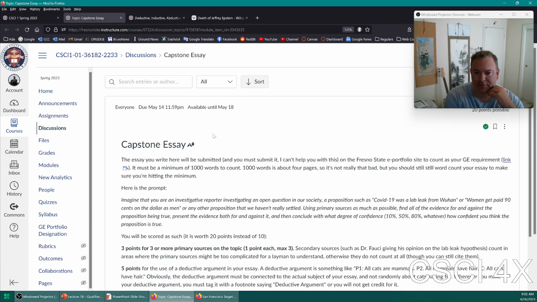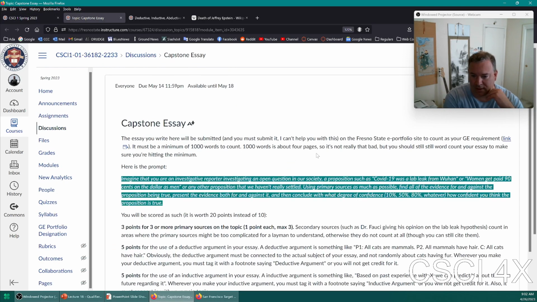So the capstone essay, the prompt is you're going to imagine that you are an investigative reporter investigating an open question in our society, something that we don't have settled. And for example, the question of the origins of COVID-19. We don't know. There's competing theories right now. There's no settled answer to it.